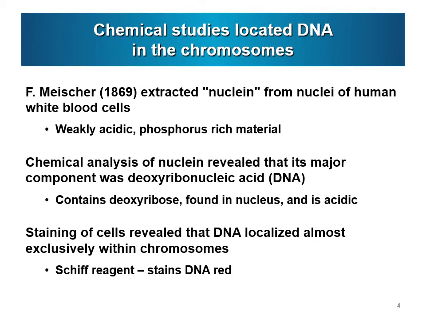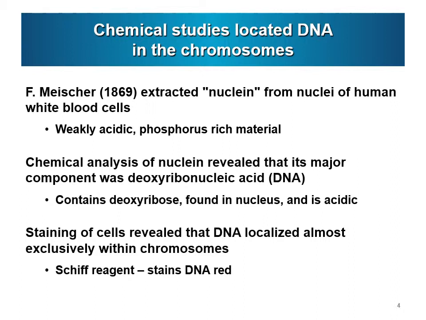Here are some pure facts about DNA located in chromosomes. Miescher in 1869 extracted nuclein from nuclei of human white blood cells, and it is a weakly acidic and phosphorus-rich material. Then the chemical analysis of nuclein revealed that the desoxyribonucleic acid, the DNA, is the main component of it.